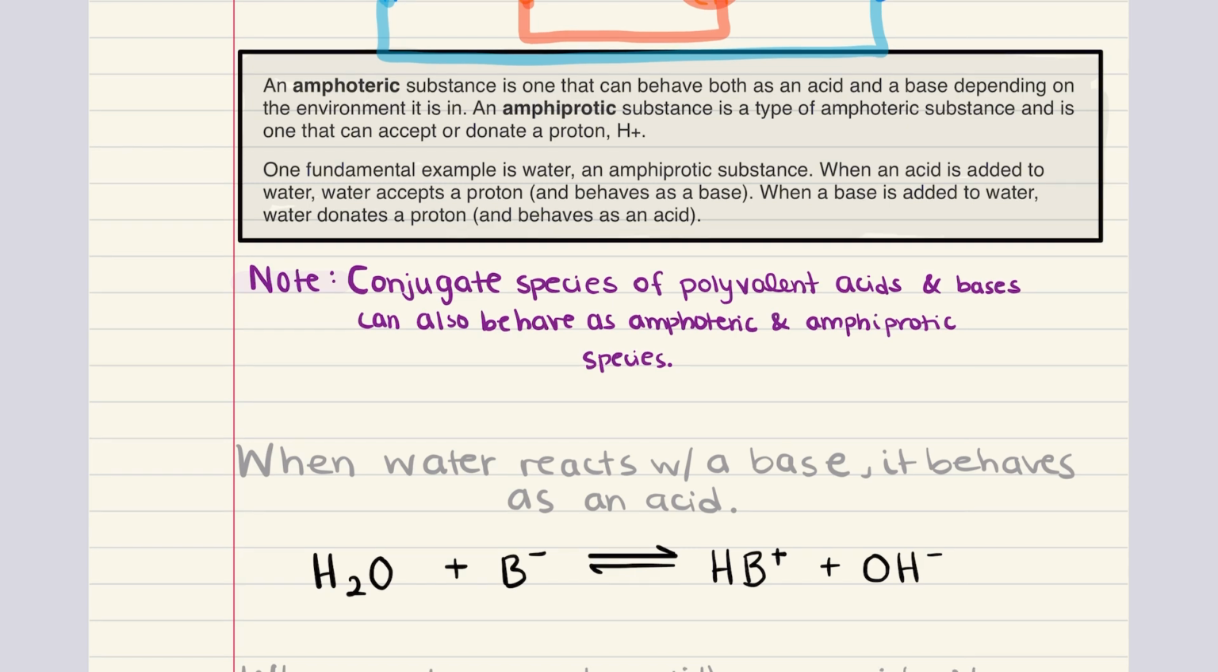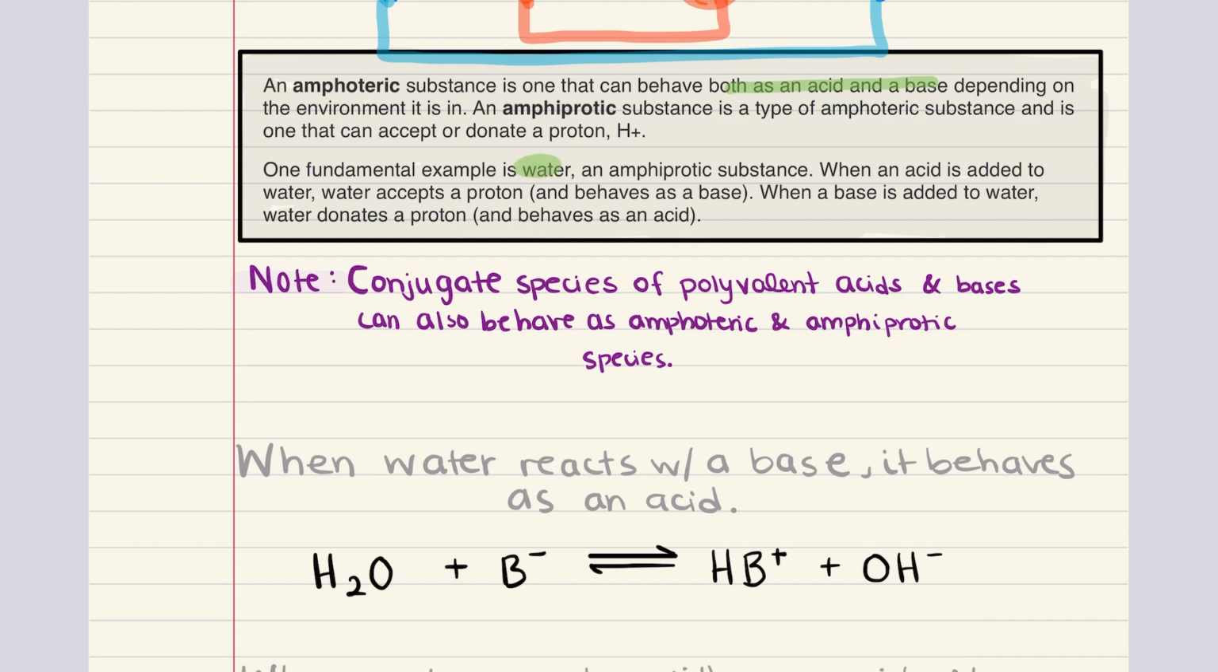An amphoteric substance is one that can behave both as an acid and a base depending on the environment it is in. An amphiprotic substance is a type of amphoteric substance, and it is one that can accept or donate a proton. An example of this is water.